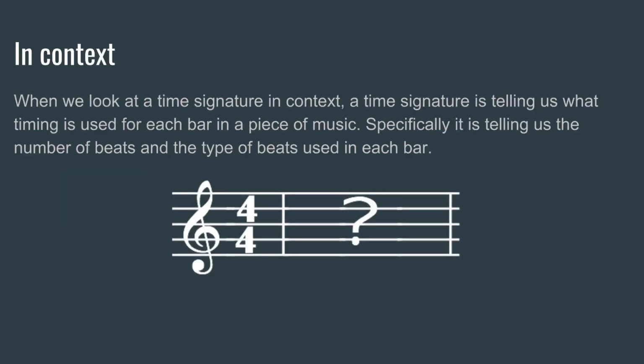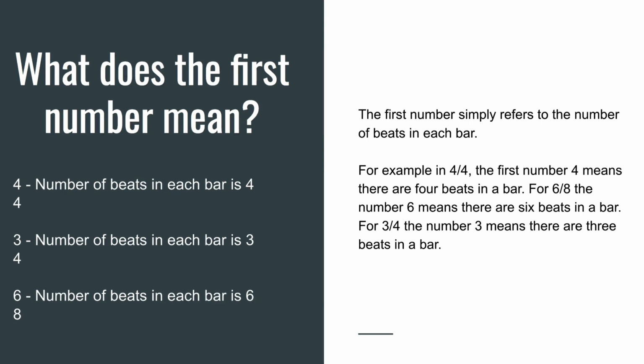When we look at a time signature in context, a time signature is telling us what timing is used for each bar in a piece of music. Now this isn't the tempo, how fast or slow the piece is. This is specifically telling us the number of beats and the type of beats that will be used in each bar. Let's look at the first number.